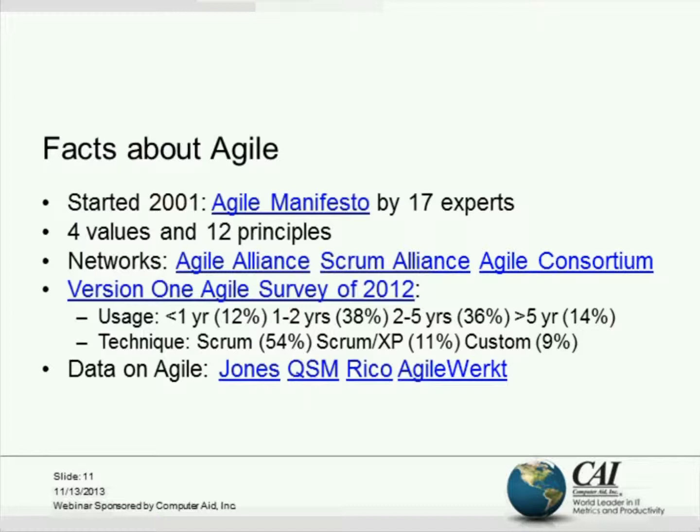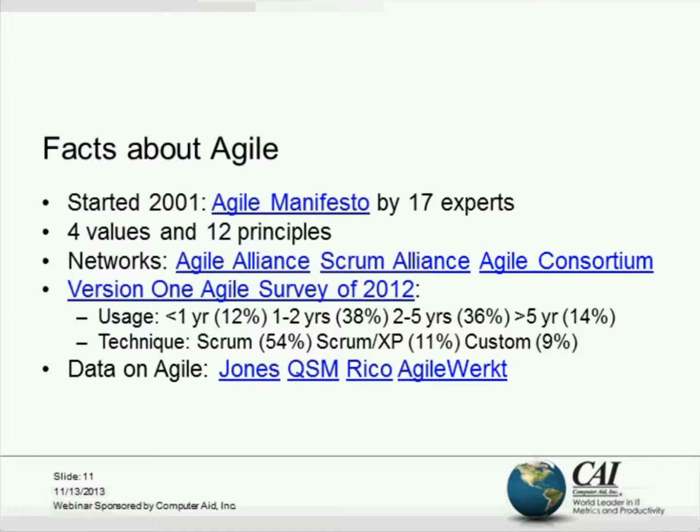In that 2001 meeting, they came up with four values and twelve principles, which are noted in the Agile Manifesto. Agile has taken a big swing since 2001. Certainly in the last years, many organizations have been adopting Agile practices, and more and more organizations are looking into lean software development. A few major networks focus on Agile software development, like the Agile Alliance, the Scrum Alliance, and the Agile Consortium. But there are multiple networks around the world, and also a lot of local networks, who can help you find out more about Agile software development.